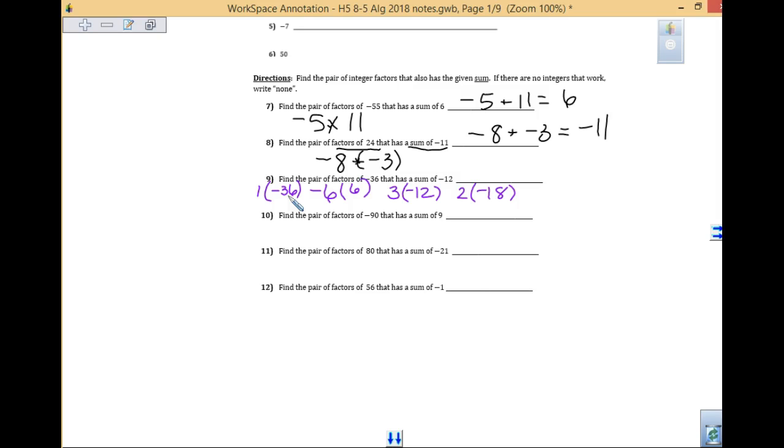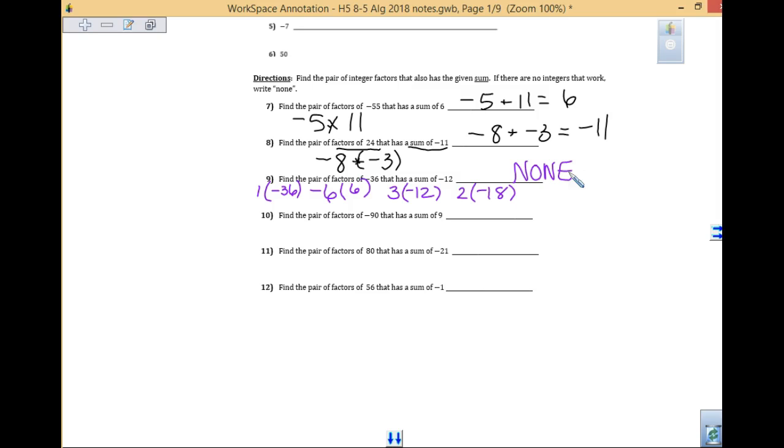Is there any way with any of those factors, even if I switch the signs, that I'm going to be able to add those and get negative 12? It is impossible. So sometimes when we start our factoring, there is not going to be any way to factor that. So this one was none.